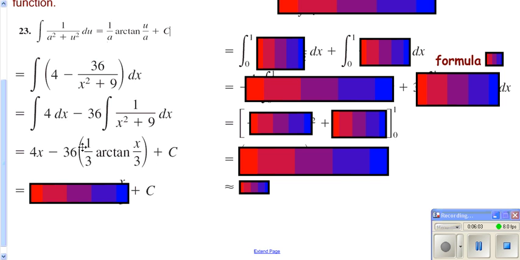So you get your negative 36. Your a is your 3, your u is your x. Well, the negative 36 and the 1/3 is your negative 12. So it integrates to this here. So in this case, we did our longhand division, integrated part of it like normal, then had to use a formula for the other part.